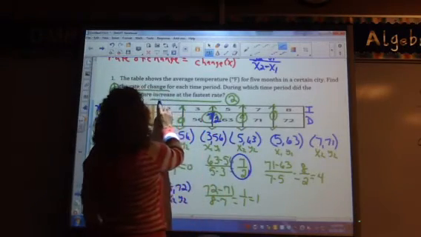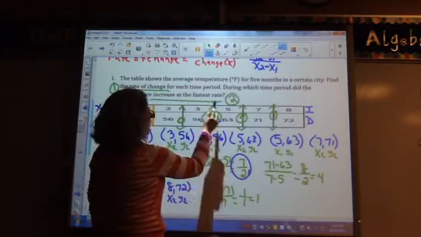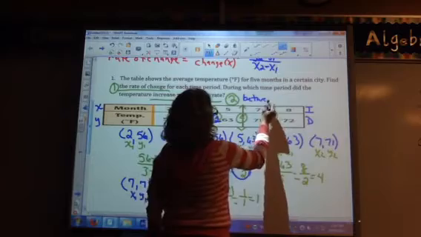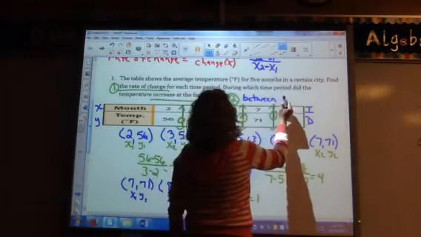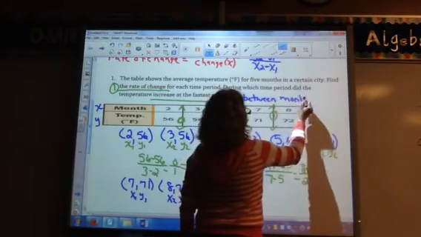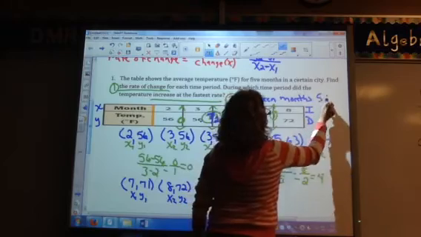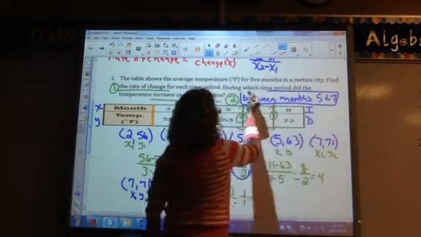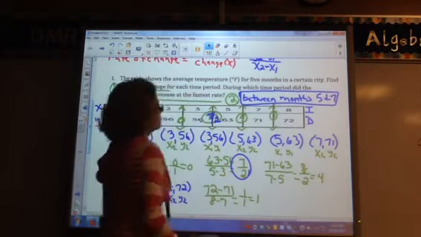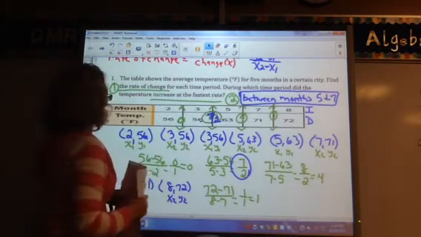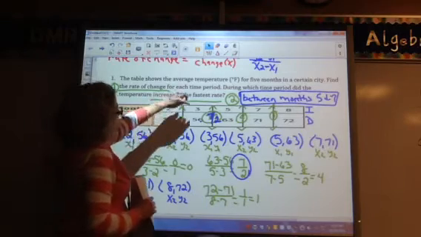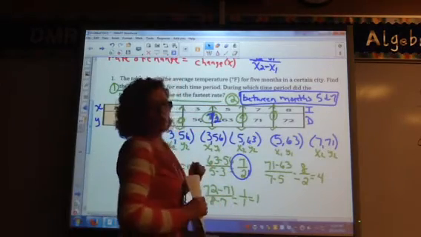So to answer this right here, the increase at the fastest rate would be between months 5 and 7. So there's your second answer. Okay? So you have to find your rate of change, find your slope between each month, and then compare and see what the greatest one is.